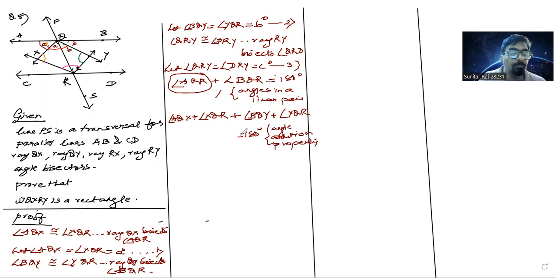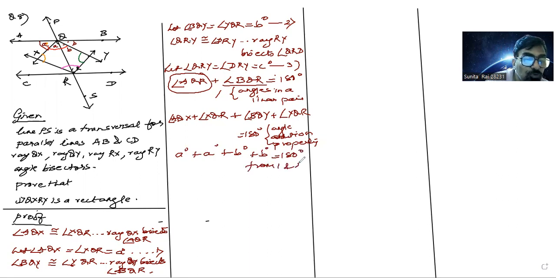Now look, children, why did I split that? Specifically these two angles, why did I split them? Because I know the values of these angles. The first two angles have value A degrees and the other two angles have value B degrees. I am substituting. You can see from 1 and 2 that these angles have been taken as A degrees and B degrees.